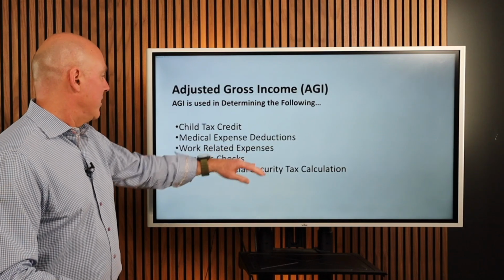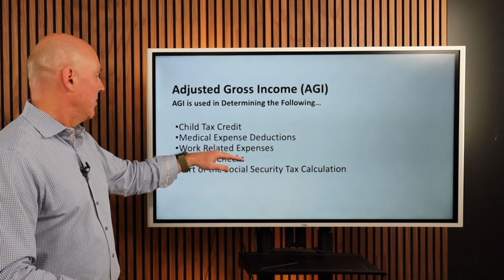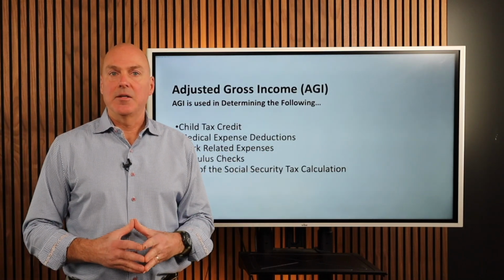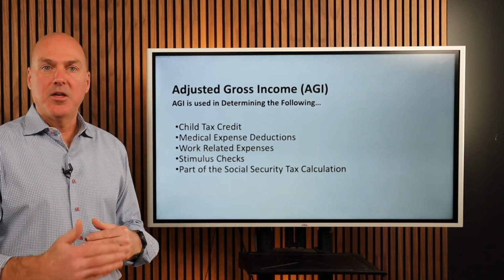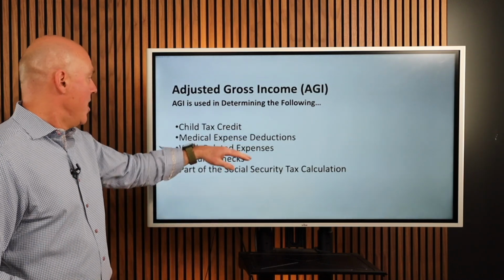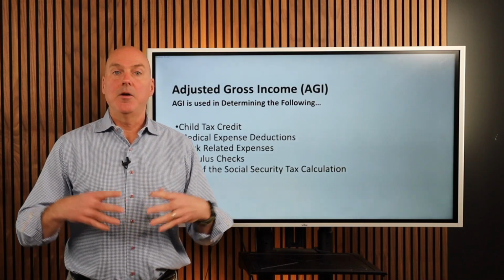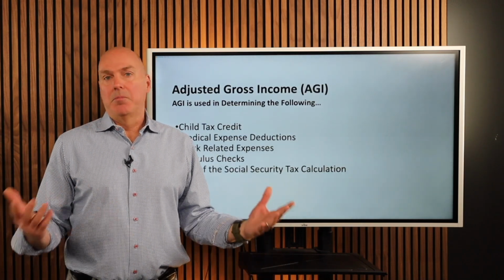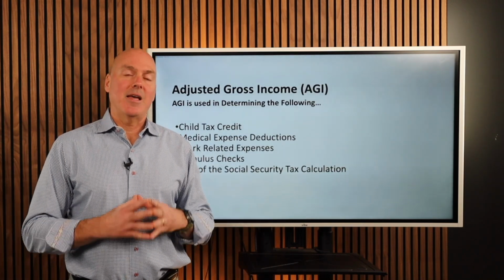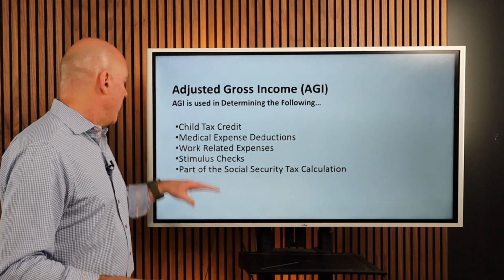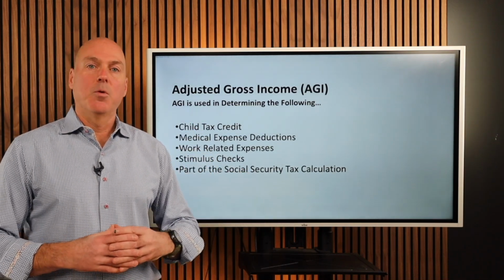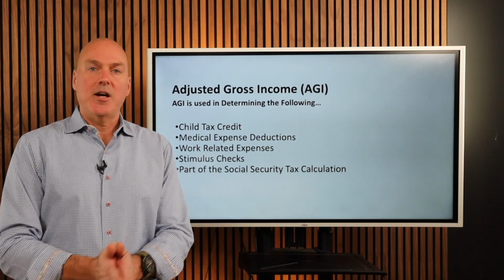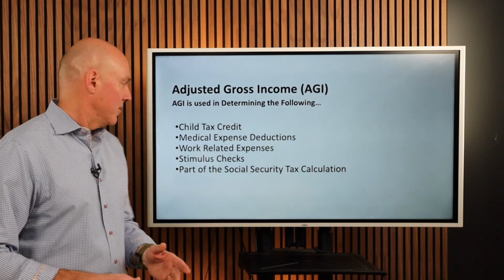And then work-related expenses, that's going to be very similar. I think that's at 2%. I should have written that down as well. But again, it's going to have a floor, so you don't get to deduct anything until you exceed that level if you're trying to write off unreimbursed expenses as it relates to your job. Stimulus checks, they often look at the adjusted gross income for determining who gets a stimulus check like they did for the COVID stimulus and things like that.